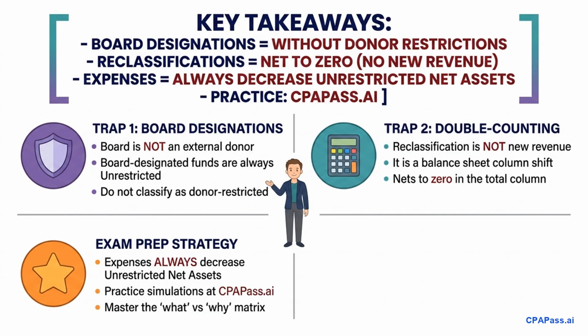Let's review the critical examiner traps to secure your points on the FAR exam. First, never confuse board-designated funds with donor restrictions. Board designations are always classified as without donor restrictions because the board is not an external donor. Second, avoid double counting revenue during reclassification. Reclassification is merely a balance sheet shift between columns, not new revenue. Finally, remember that expenses always decrease net assets without donor restrictions.